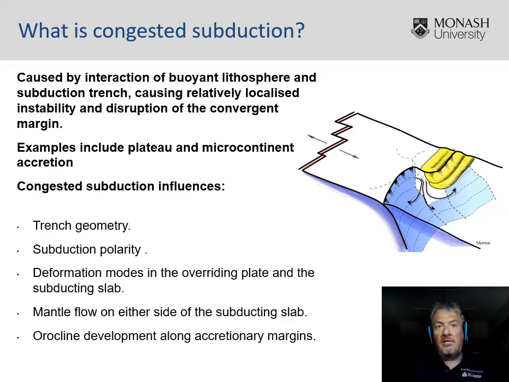Congested subduction locally affects many things, including trench geometry, subduction polarity, deformation modes in the overriding plate, mantle flow on either side of the subducting slab, and in extreme examples it can cause orocline formation along an accretionary margin.